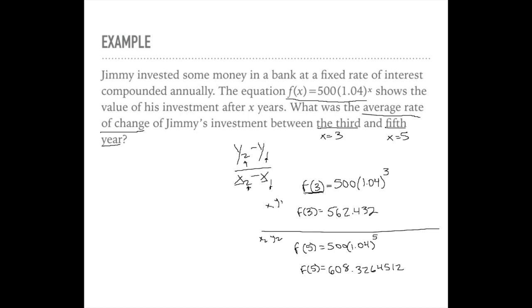If I were to plug these in, I'm going to have 608.3264512 minus 562.432 divided by my second x, which was 5, minus my first x, which was 3. Doing this in my calculator might take a while, so let me put on some hold music. I'm holding on the phone.